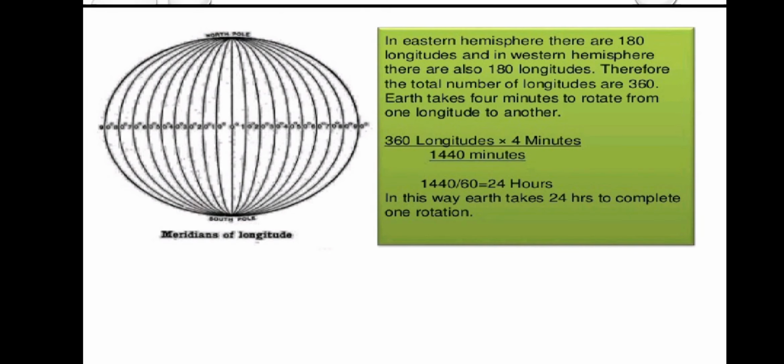Now, after that we discussed about meridians of longitude. In Eastern Hemisphere and Western Hemisphere, 180 degree longitudes are there. So, total of 360. Earth takes 4 minutes to rotate from one longitude to another. So, we can multiply 360 into 4 minutes and we get the answer 1440 minutes. If you divide it by 60, that is 1 hour is equal to 60 minutes, we get the answer 24 hours. In this way, Earth takes 24 hours to complete one rotation.